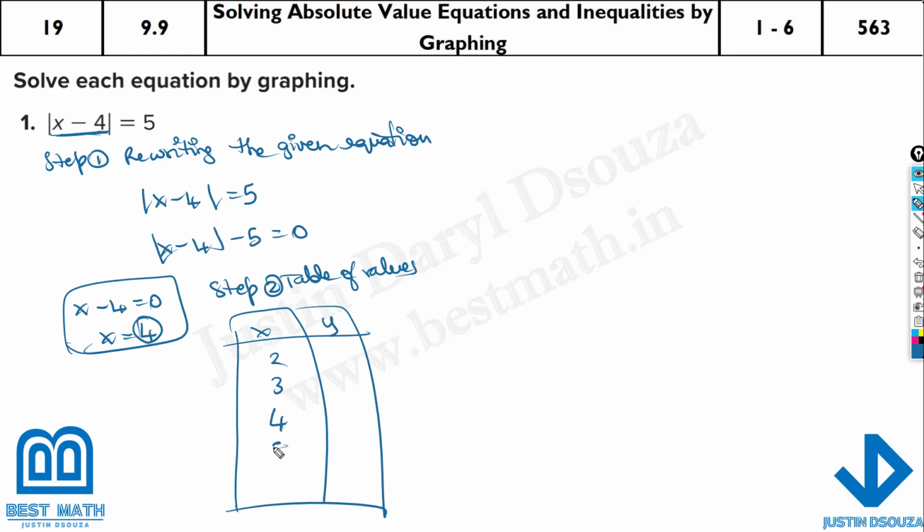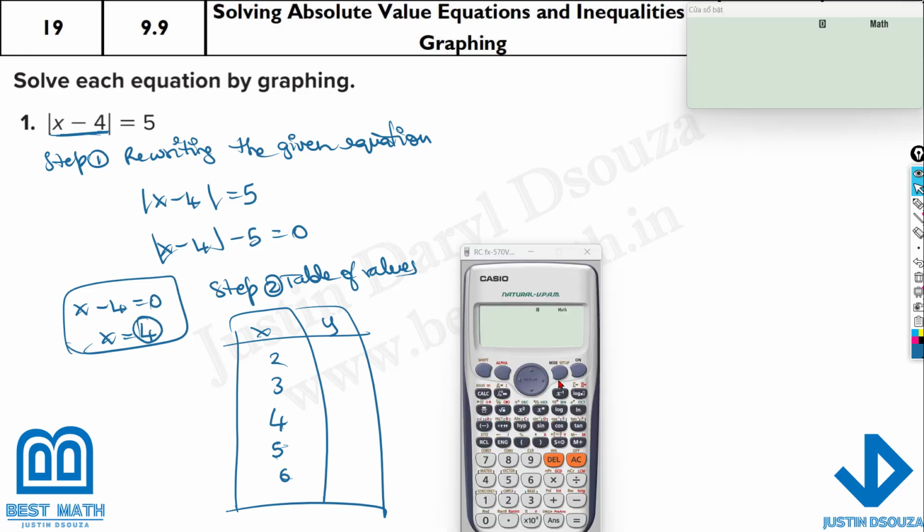And over here we have 5, 6. We don't need to solve it manually for each of these. We'll use the calculator and get these values of y. So what we do is Mode 7 gives you table. Type this: f(x) is basically the absolute value over here. How do you get that absolute value? Shift and hyp gives you abs. Now alpha x minus 4, that's already closed. Go next and put minus 5.